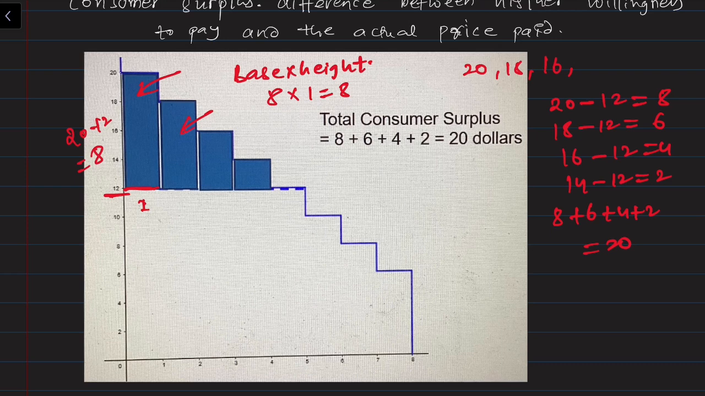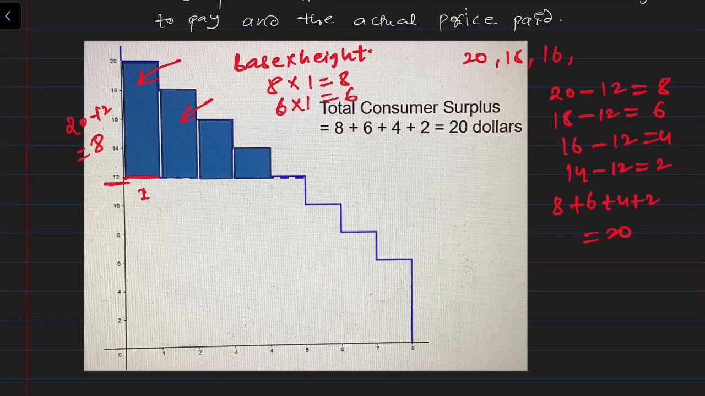Similarly for the second rectangle, we'll get 6 times 1, and similarly for the third and fourth rectangle. So in order to get the total consumer surplus, we'll add the area of each rectangle, and we'll get $20 as the total consumer surplus.